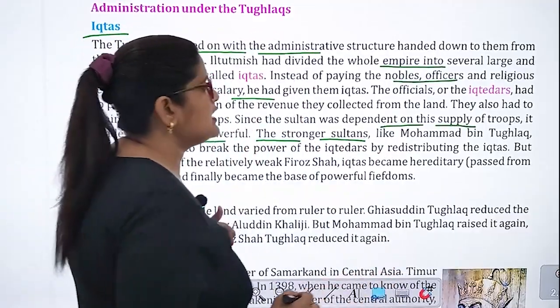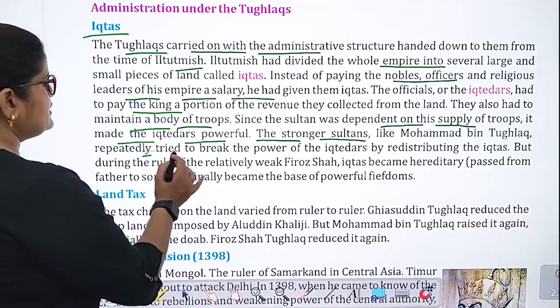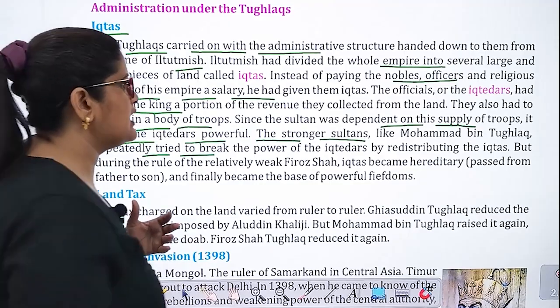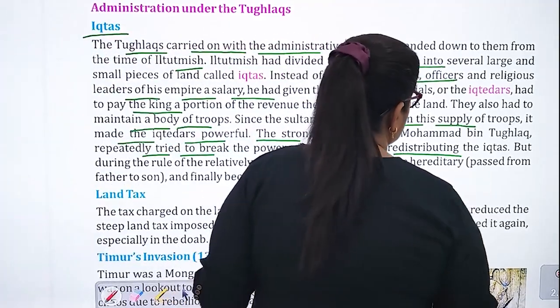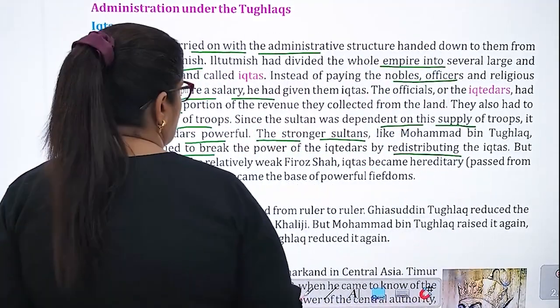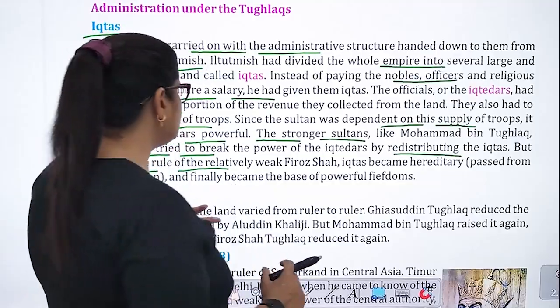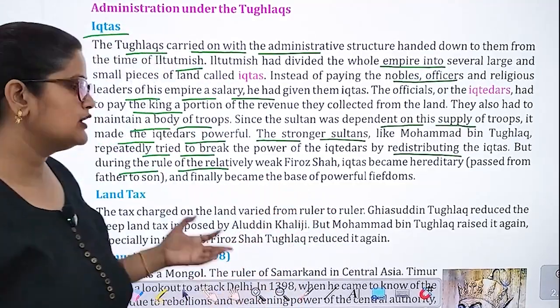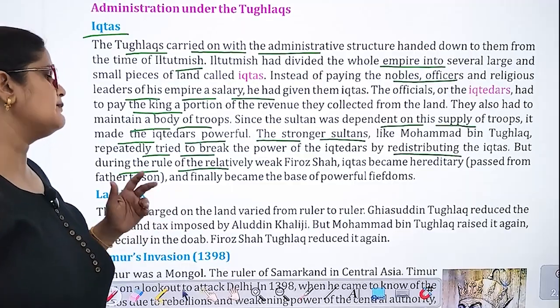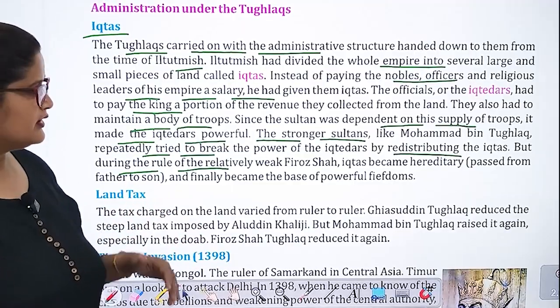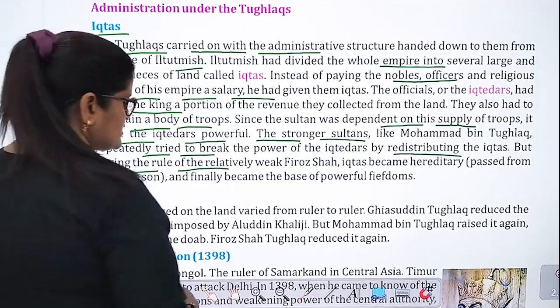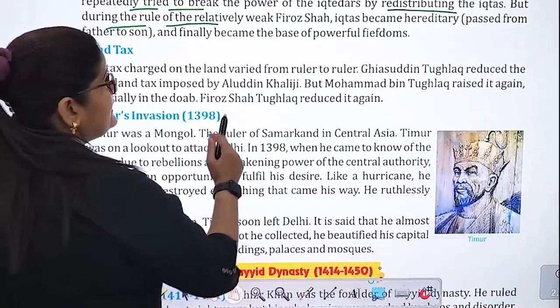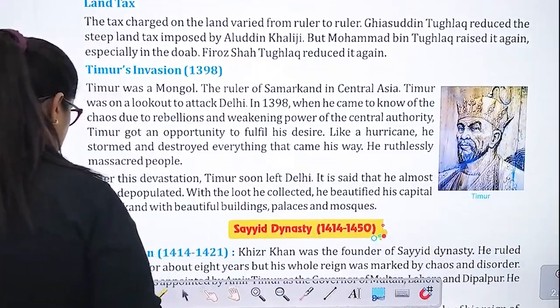Stronger Sultans like Muhammad bin Tughlaq repeatedly tried to break the power of the Iqtadars by redistributing the Iqtas. But during the rule of the relatively weak Firoz Shah, Iqtas became hereditary, passed from father to son, and finally became the base of powerful fiefdoms. Land tax, that is, the tax on land.